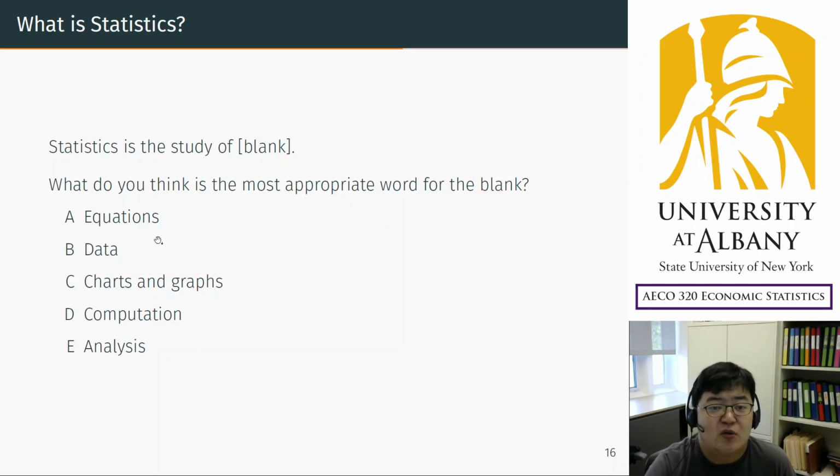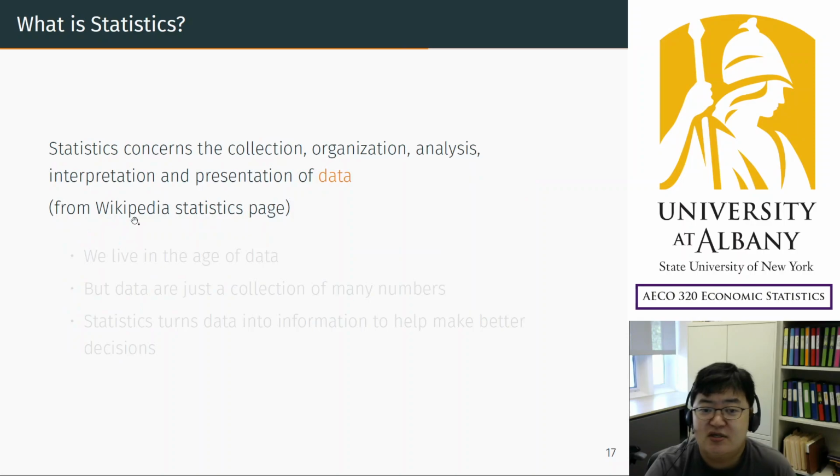So, statistics is about data. The answer is data, right? All the other options are reasonable, but I'd say data is the most appropriate word to describe statistics. According to Wikipedia, statistics concerns the collection, organization, analysis, interpretation, and presentation of data. So anything related to data is a part of statistics, right?